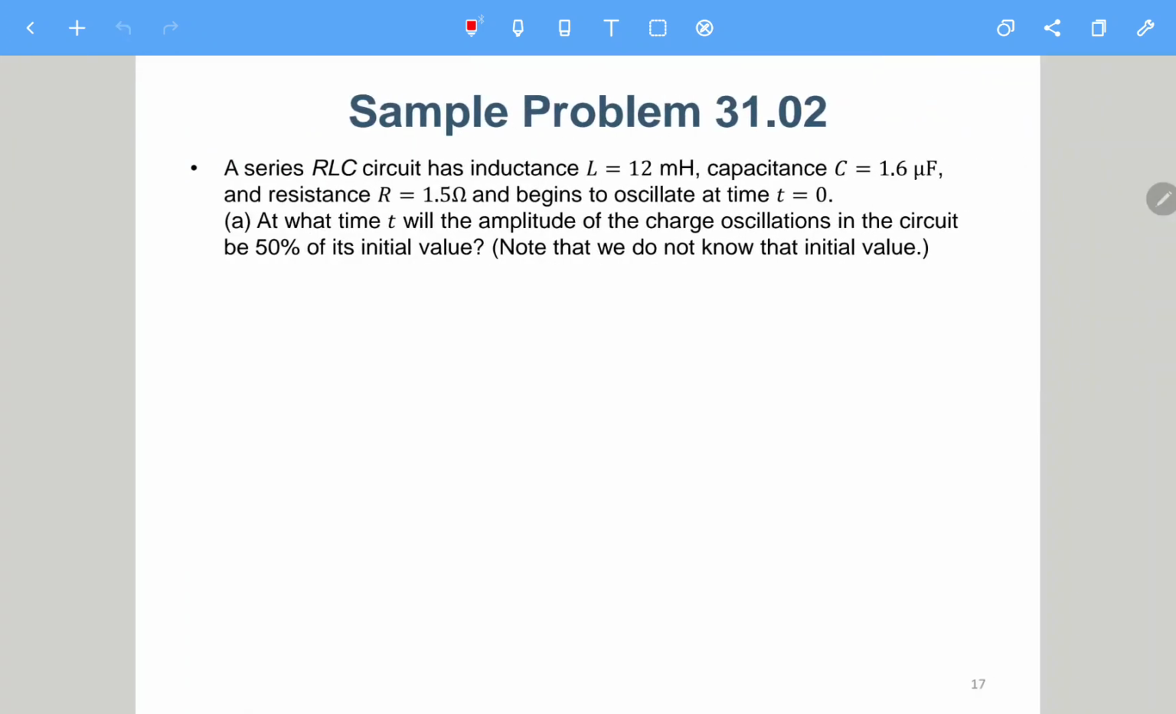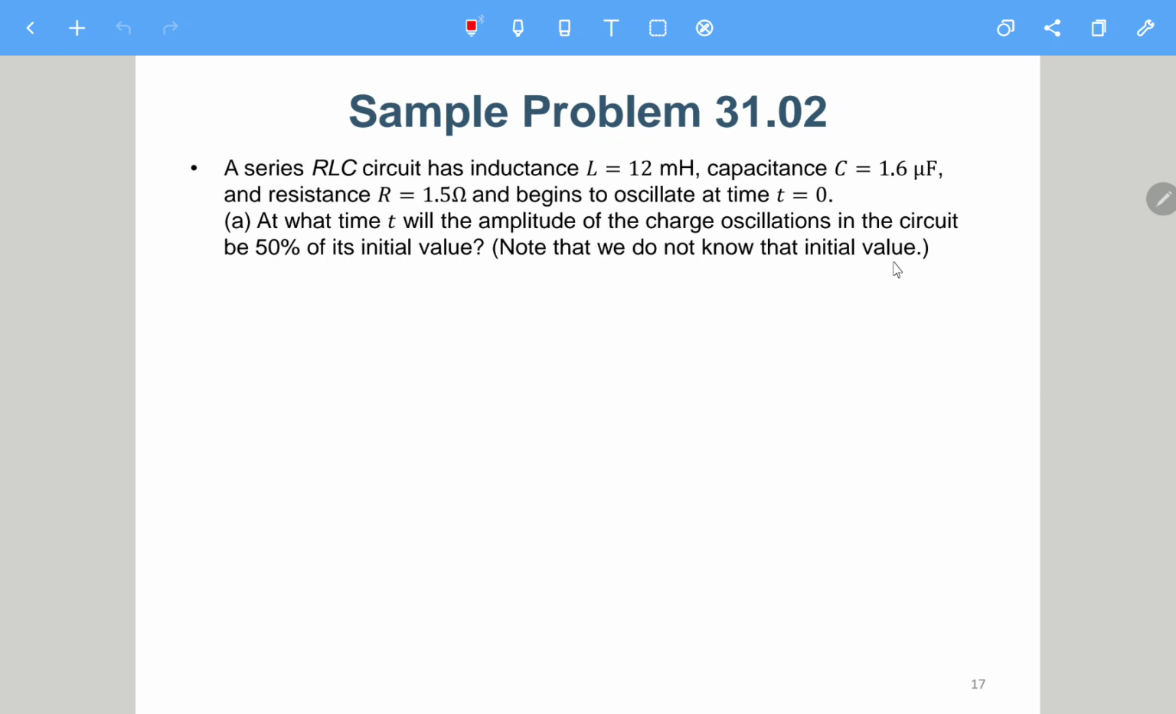Okay, so here we have a sample problem. A series RLC circuit has inductance L, capacitance C, and resistance R, and began to oscillate at time t equals 0. At what time t will the amplitude of the charge oscillation in the circuit be 50% of its initial value? Note that we do not know the initial value.